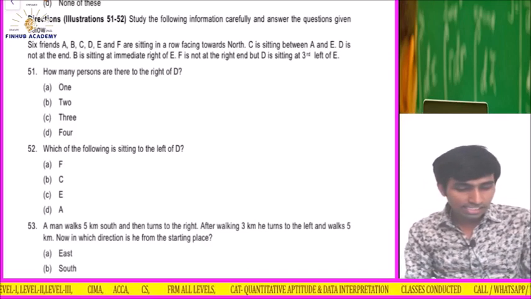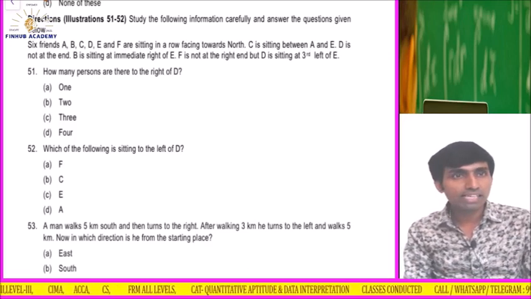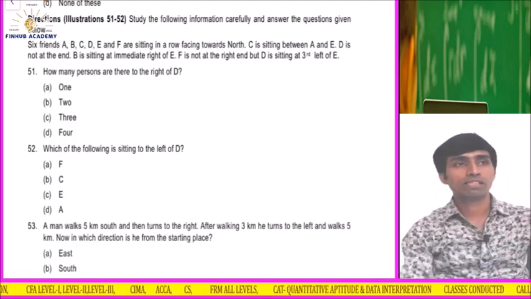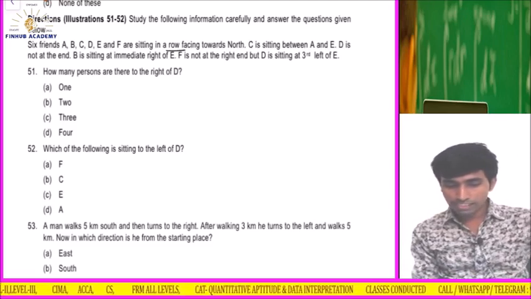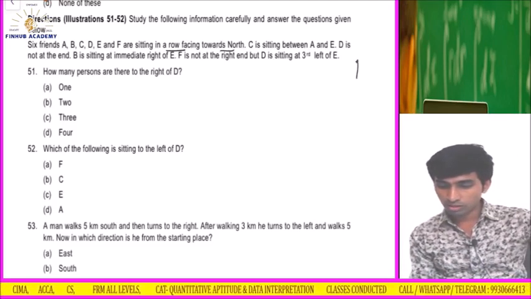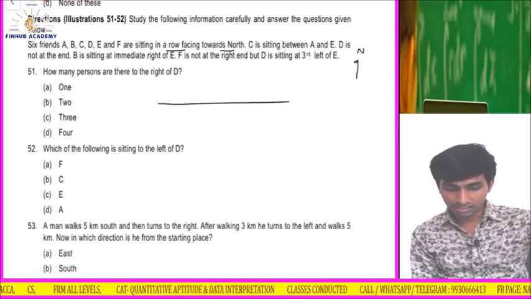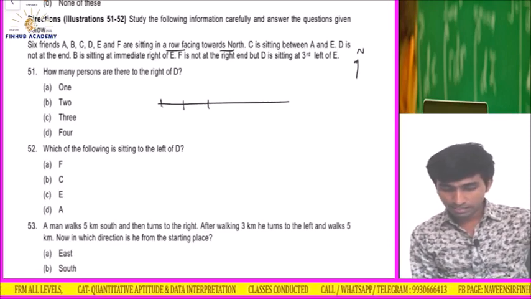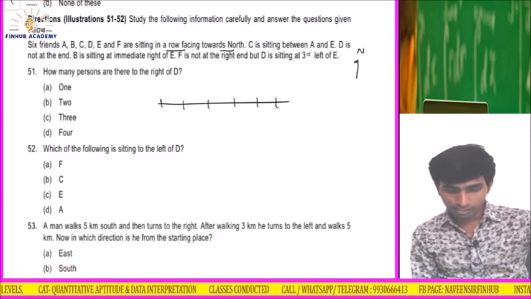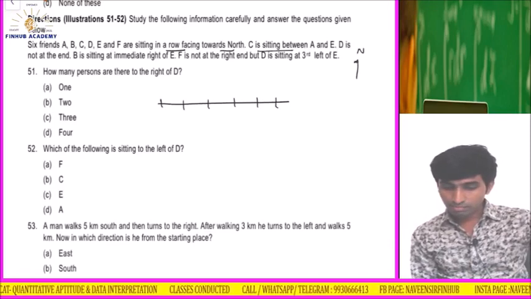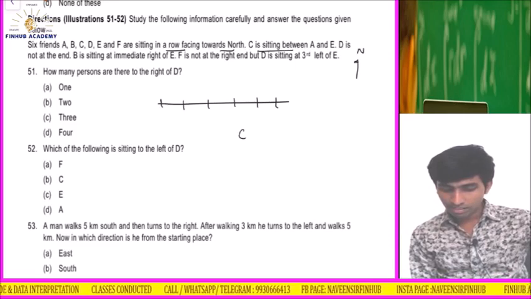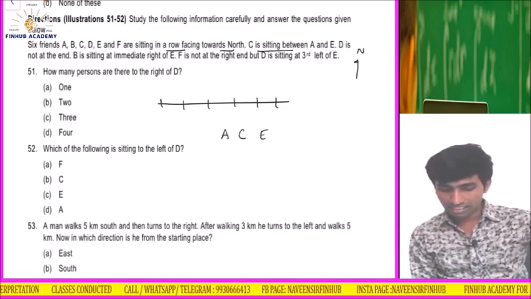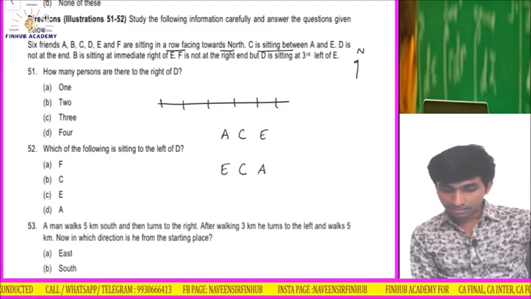6 friends A, B, C, D, E and F are sitting in a row facing towards north, okay, this is north, so they are facing, sitting like this, A, B, C, D, E, F. C is sitting between A and E, so I can write this as C is sitting between A and E, so E and A.